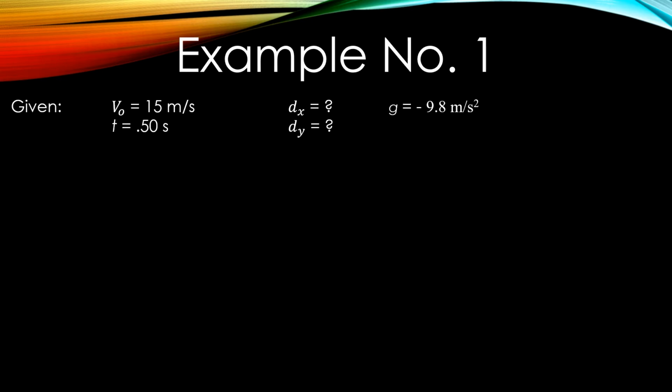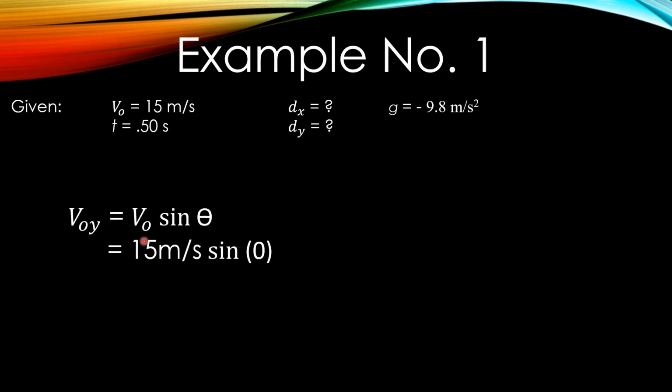Now, let's look for the vertical components. Let's start finding the initial vertical velocity, wherein V0y is equal to initial velocity sine theta. Now, what is the value of our initial velocity? Okay, we have 15 meters per second. How about the angle? The angle will be 0. 15 meters per second sine 0. We have the product 0.